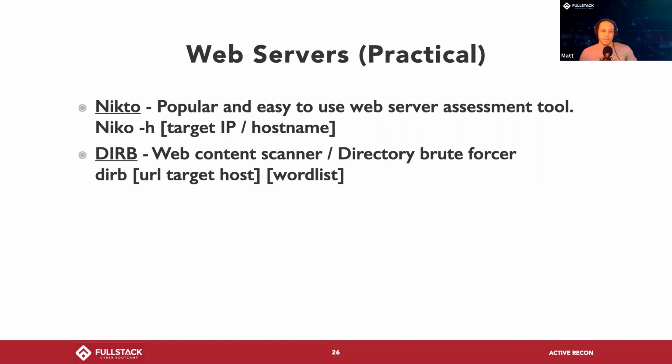Dirb is a web content scanner. This is similar to the tool that I was just talking about before. It's going to make requests to the URL host, and you're going to give it a word list. And it's going to make a request to the URL target host slash the first word in the word list, and slash the next word in the word list, and slash the next word. And based on the response, you know what happens. If you got a 200, all right, cool, we can go there. Get a 404, no luck, nothing there. And based on those responses, we can get information.